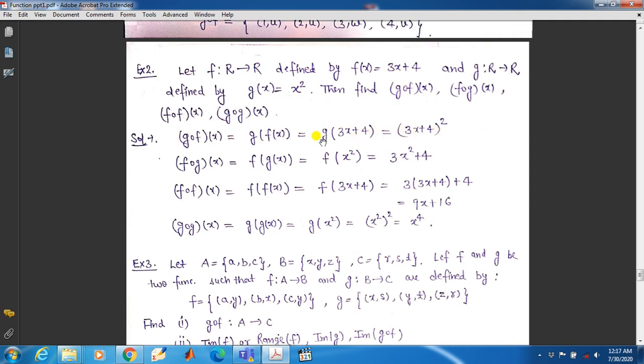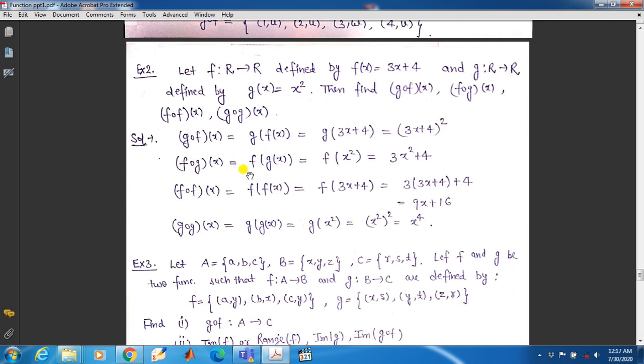What will be the value of this g of 3x plus 4? That means now that is the element. So you have to replace the value of this element in the function. Now this is the value of x, the complete thing. So replace this x here. So that will be (3x plus 4) whole square.